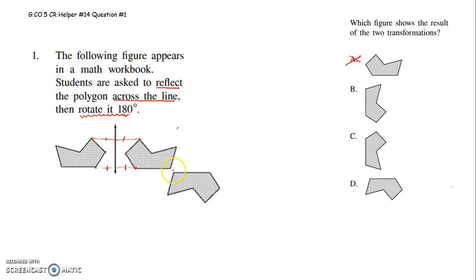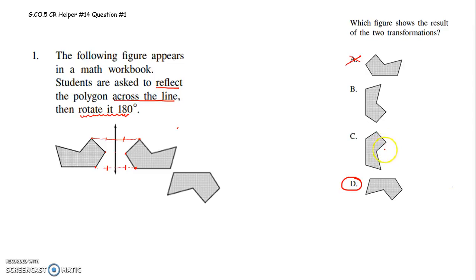So I rotated it about a point over here. So I take this, and this point is up here on the top left. I spin it around. It's going to come right here, down there on the bottom right. If you're rotating it 180 degrees, you're turning it. So it's going to be letter D.